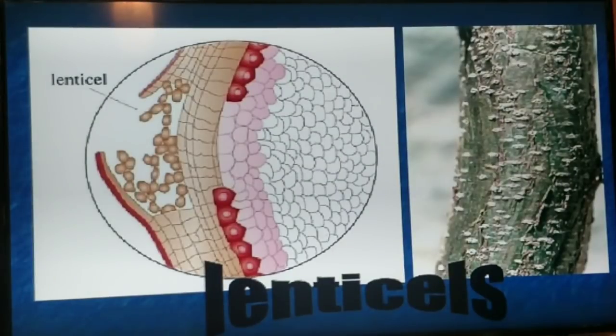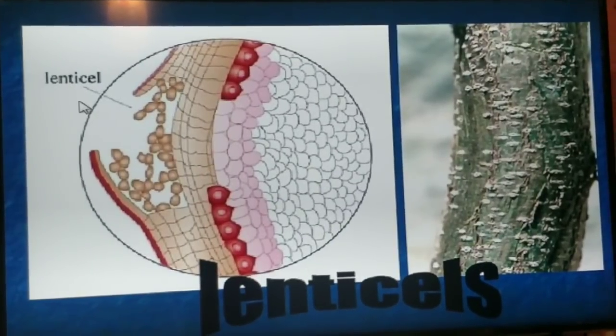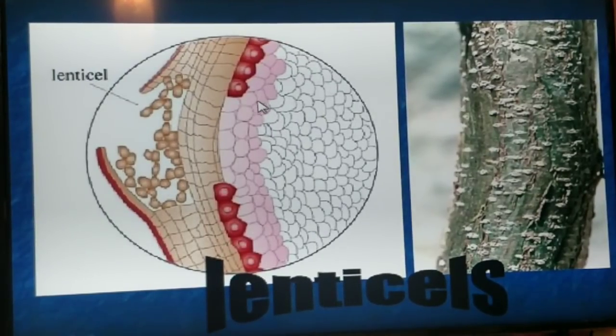You can see this is the cellular diagram of the bark which shows these openings like this. These are the openings which are called lenticels. The oxygen gas from the environment enters through them and the carbon dioxide moves out.